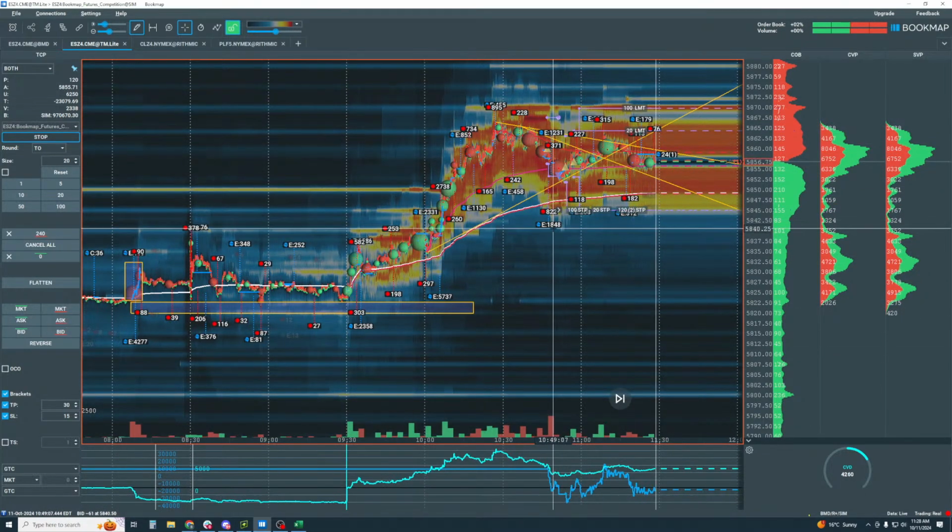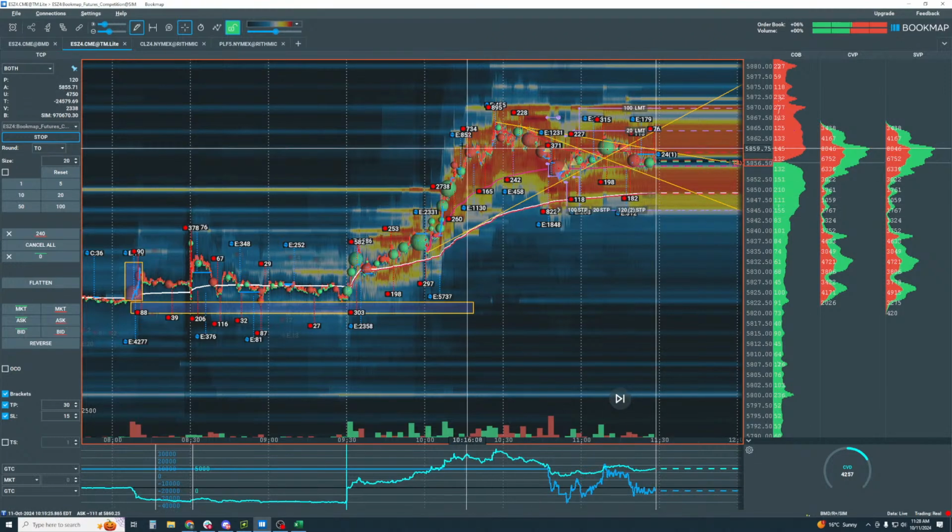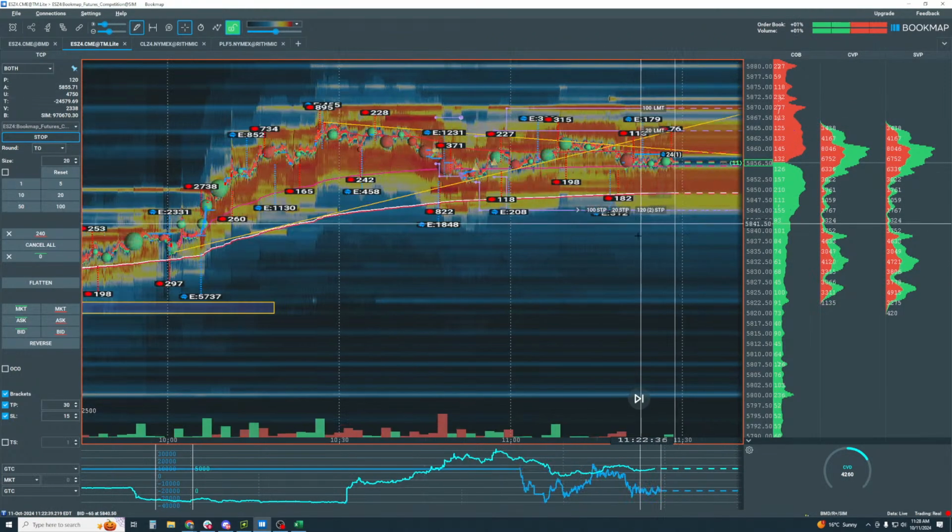Okay, we even see more up here, icebergs. I don't see a lot of selling icebergs yet. Still see more buying.